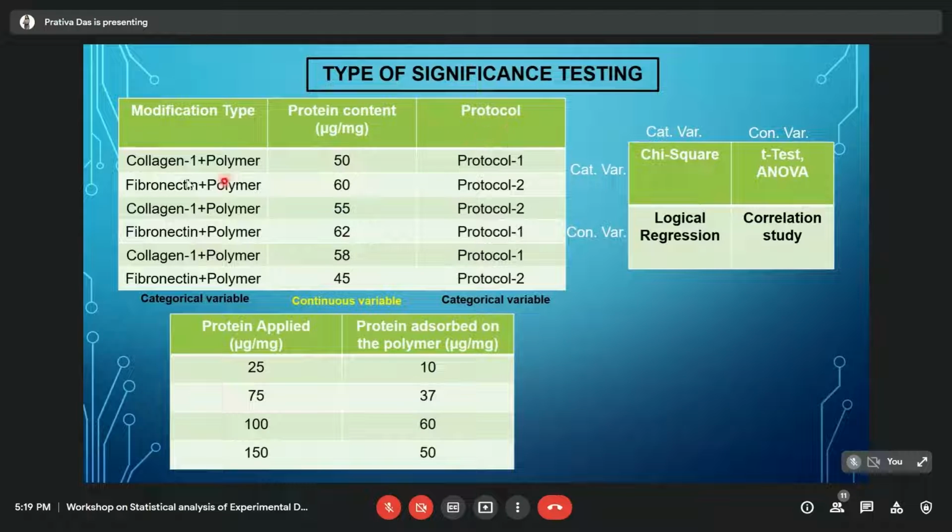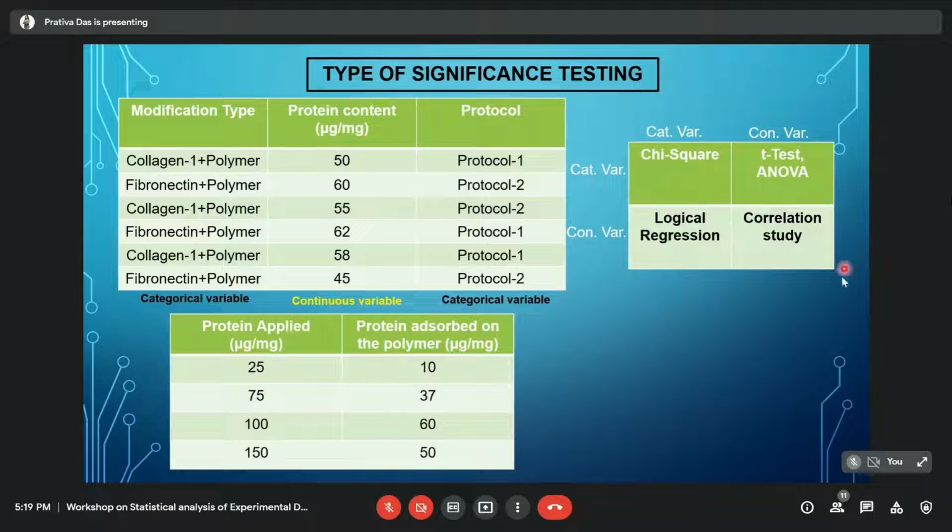And the way you modify the polymer, there are two kinds of protocols you use, and you use them randomly for both types of polymers. So these two are categorical variables and this is a continuous variable. Again, consider another situation where you want to check if the amount of protein you are adding to modify the polymer is actually affecting the final yield of the protein inside the polymer.